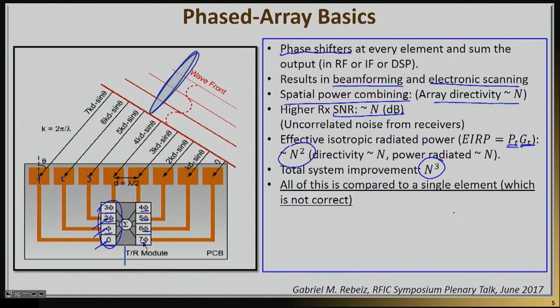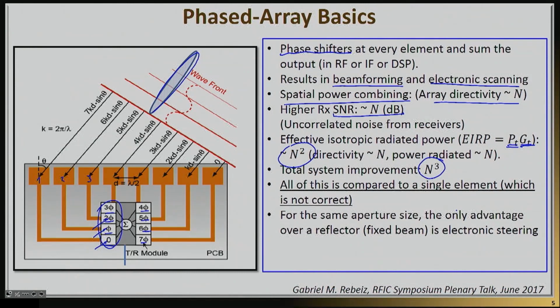However, we need to be aware that this is only true if you're comparing the system to a single element, as I was doing before. If you're comparing the system to a mechanical aperture, like the satellite dishes we discussed before, you're getting nothing. You're getting no free lunch. The only advantage compared to a reflector beam is that you can do electronic steering. Other than that, your system improvement is the same.